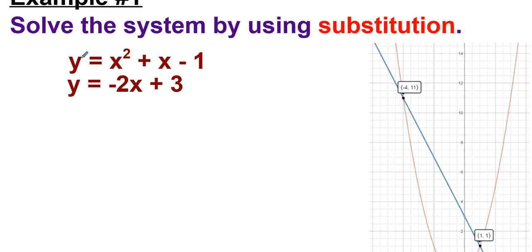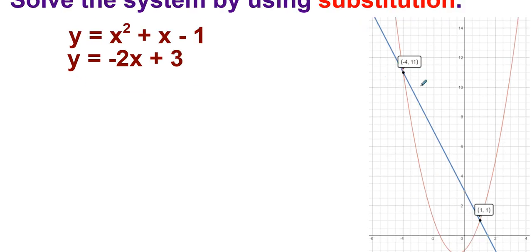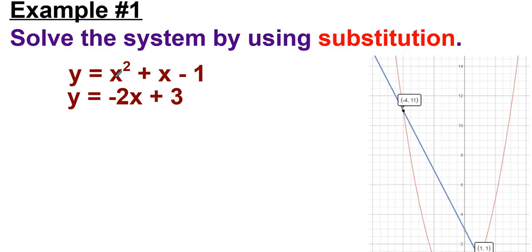So the directions say solve by using substitution, and we should be able to get these solutions algebraically using the method of substitution. All right, so this is a system. Let me show that using my set bracket here. And solving using substitution, remember to substitute means to plug in for something else. So this says that y is equal to this expression x squared plus x minus 1. It's the same as this expression. Y is the same as this expression.